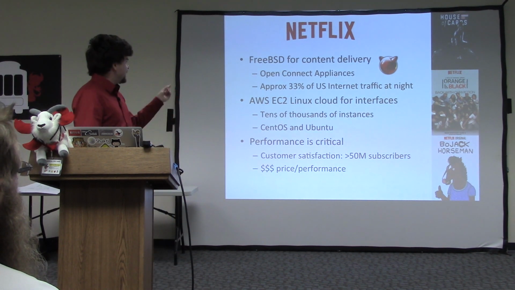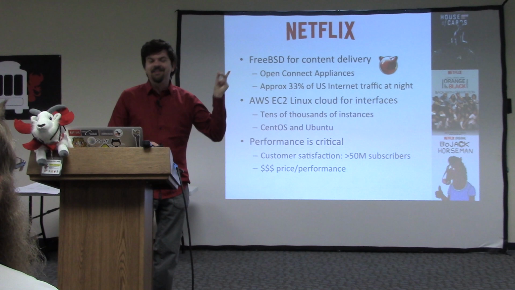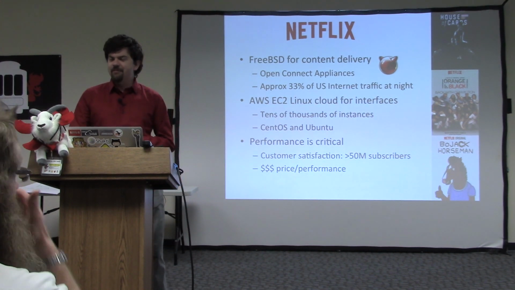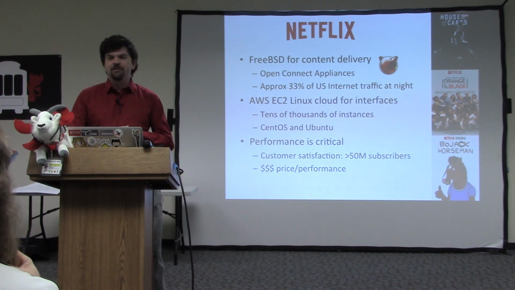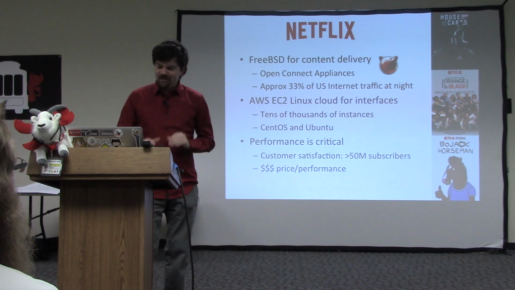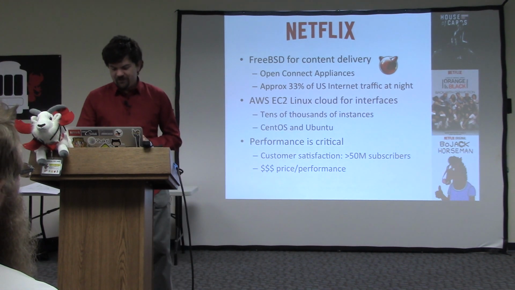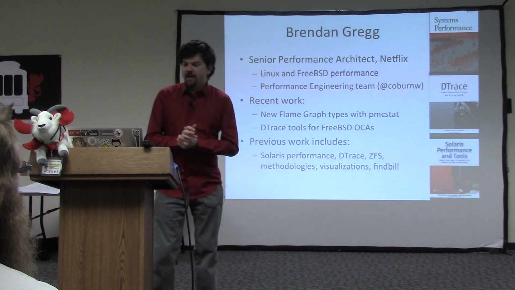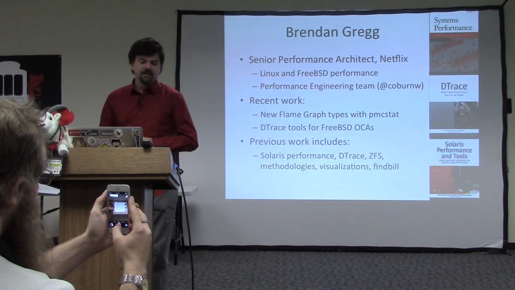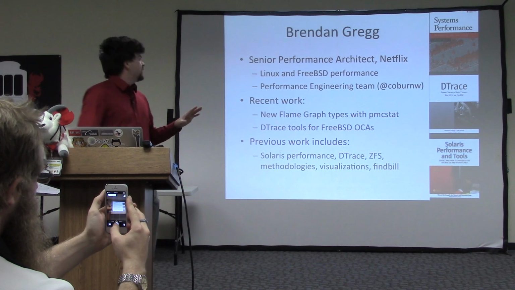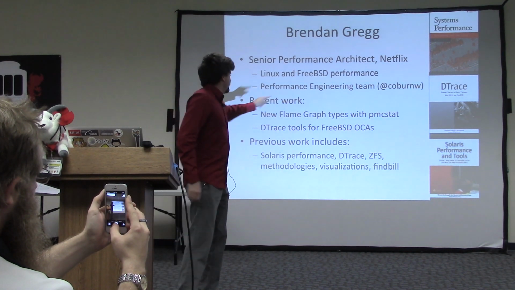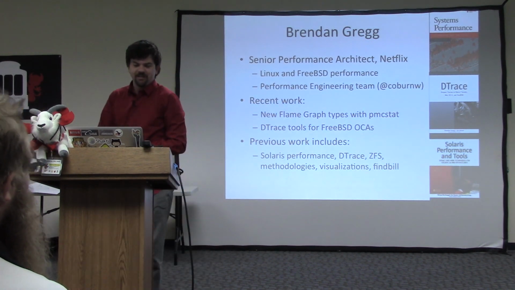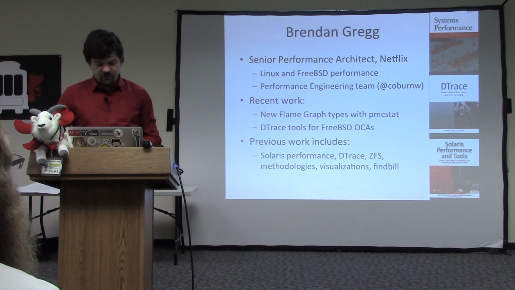I would like to investigate doing the front end from FreeBSD since Amazon has an AMI for PV-HVM support, which is going to be really important. But I'll need to benchmark that and see how it goes. That would be pretty interesting. I do performance analysis at Netflix, and recently I've been playing with pmcstat and doing new flame graphs with it, which is really exciting, and also developing DTrace tools for the OCAs.